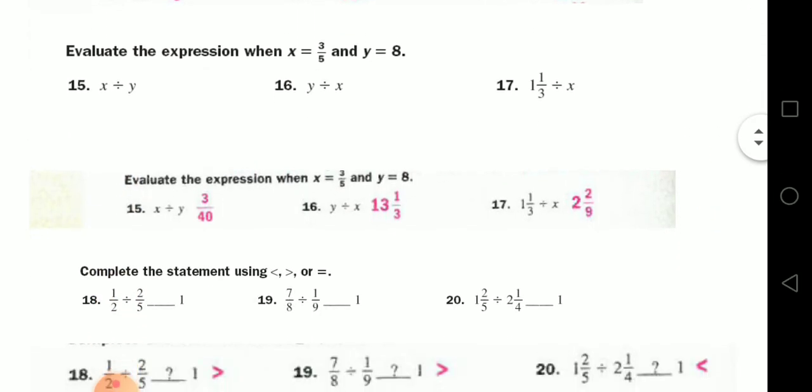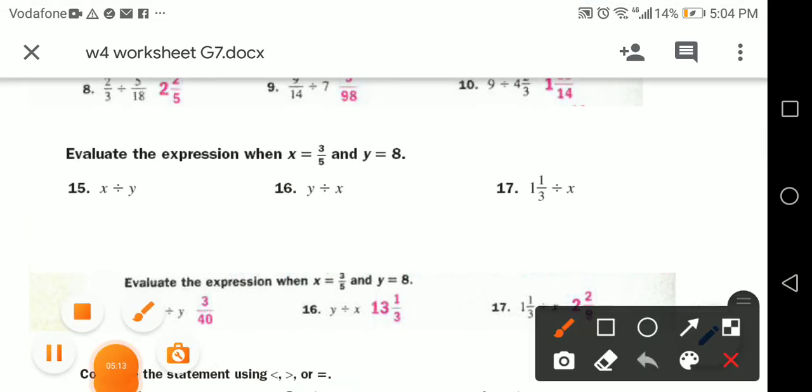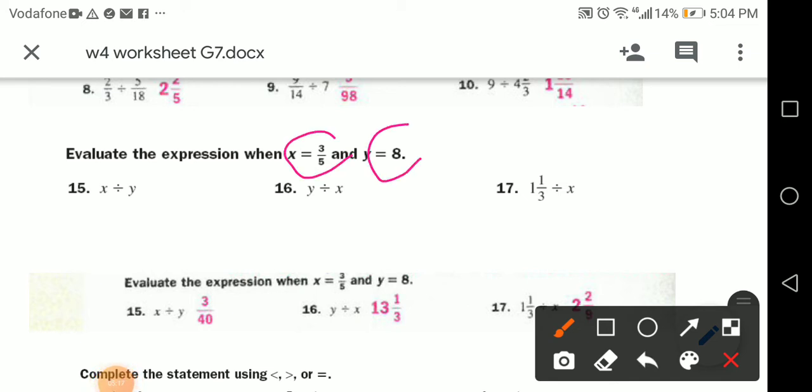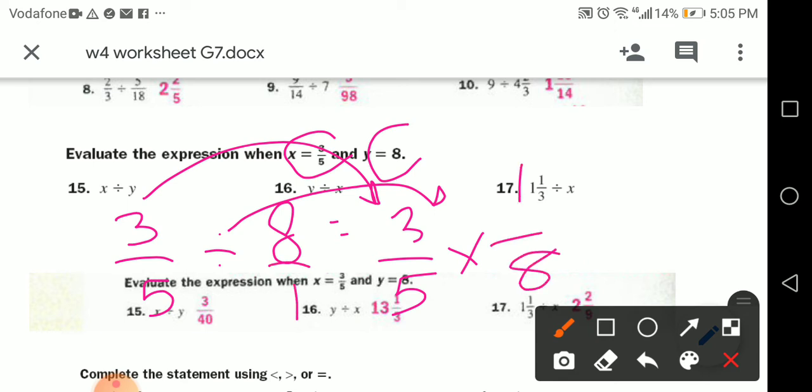So open your practice book and answer with me. If it asks you to evaluate the expression when x equals 3/5 and y equals 8, instead of x I will write 3/5, and instead of y I will write 8. What about this, guys? The dividend will be the same. Division will be multiply. 8 is 8 over 1. The reciprocal is 1 over 8. 3 times 1 is 3. 8 times 5 is 40.